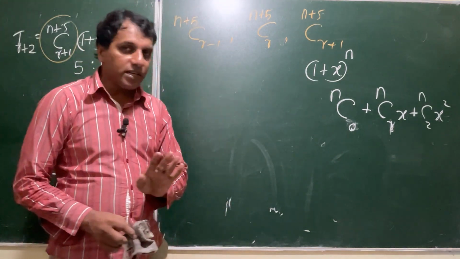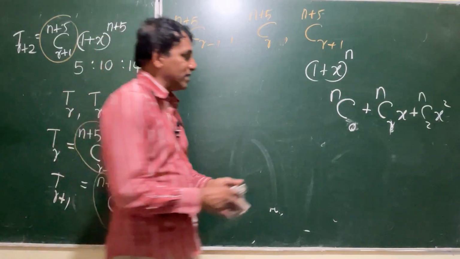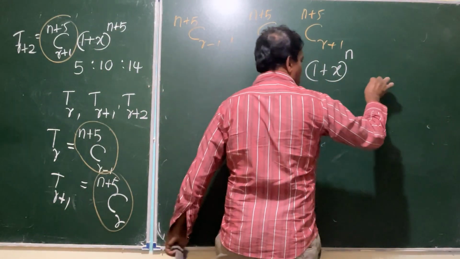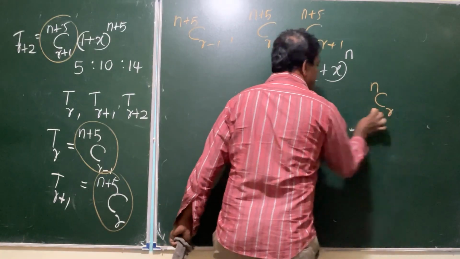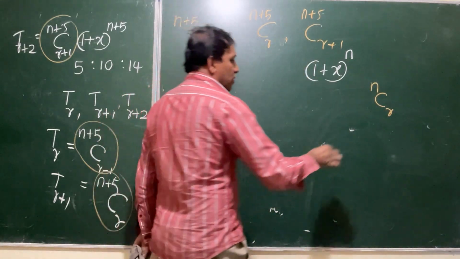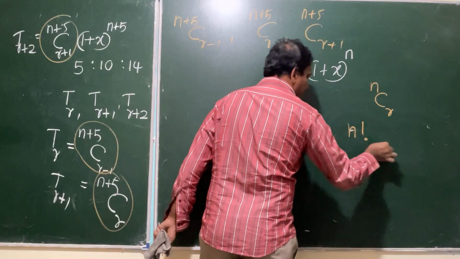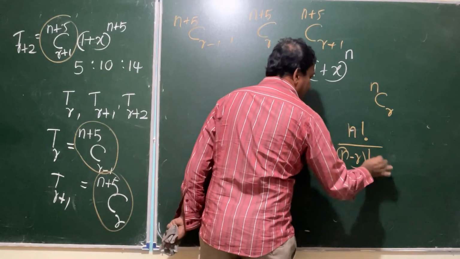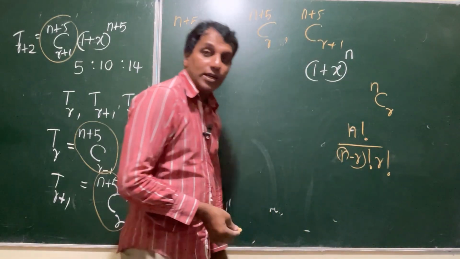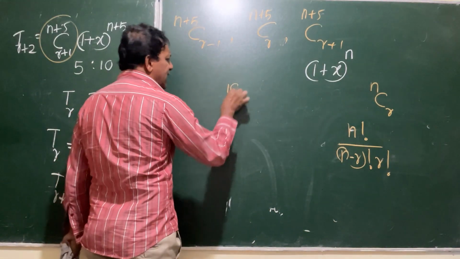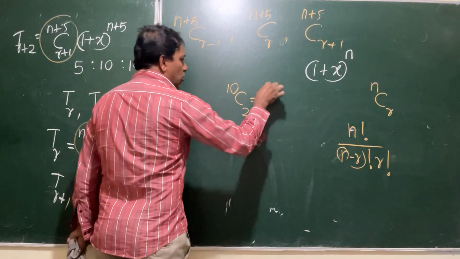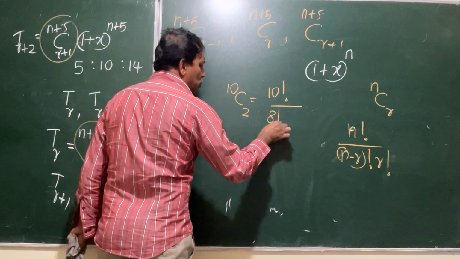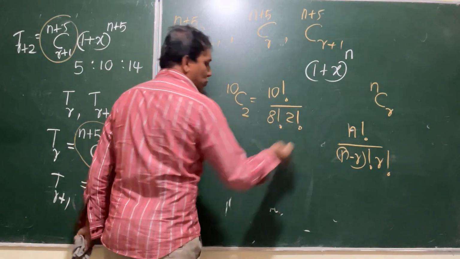Once again, I'll stop the theory and move to the problem. I'll show some theory part. What is the answer? nCr. Generally, we call it factorial n over (n minus r) factorial into r factorial. For example, what is 10C2? Factorial 10 over (10 minus 2), 8 factorial, into 2 factorial.